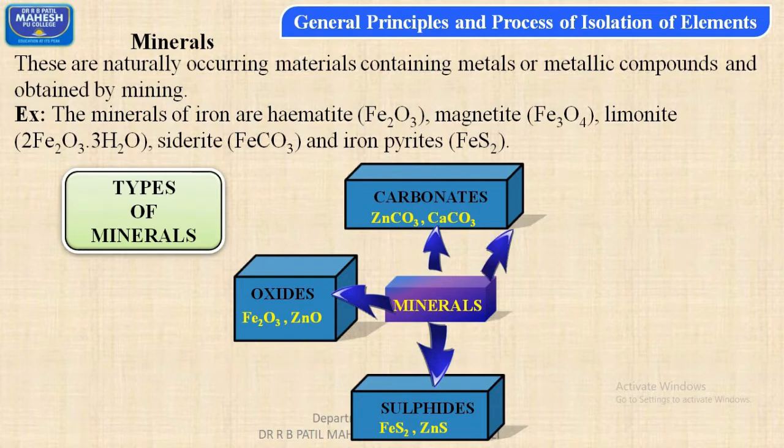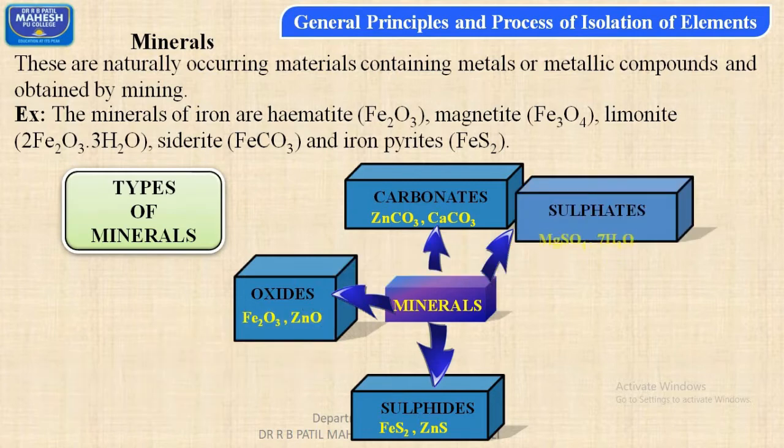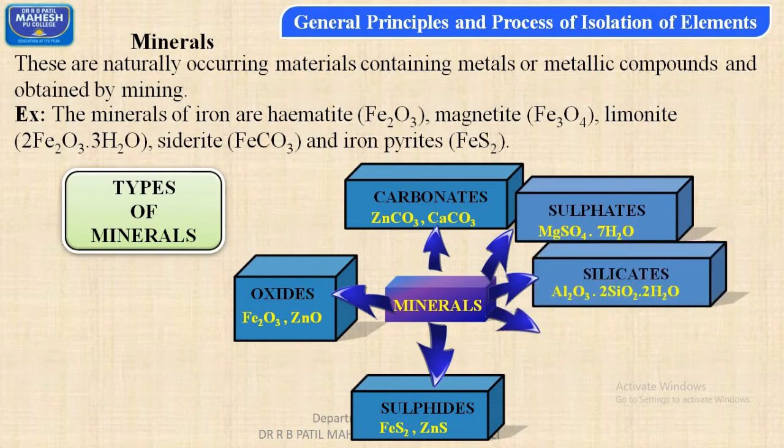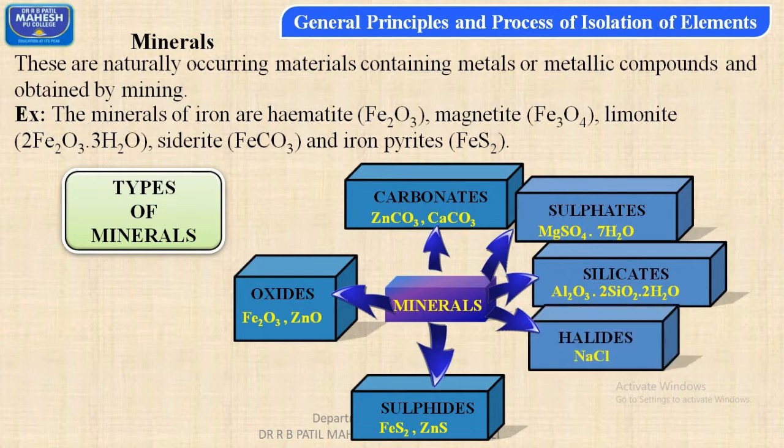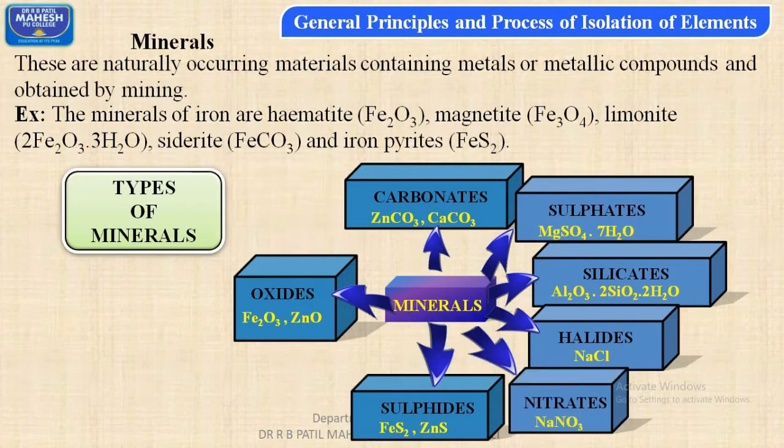The fourth type of mineral is sulfates. Example for this is magnesium sulfate heptahydrate. Next one, silicates. Example, aluminium oxide silica dihydrate. The next type, halides. Example, sodium chloride, potassium chloride. And the last type are nitrates. Example, NaNO3, that is sodium nitrate, and potassium nitrate, KNO3.